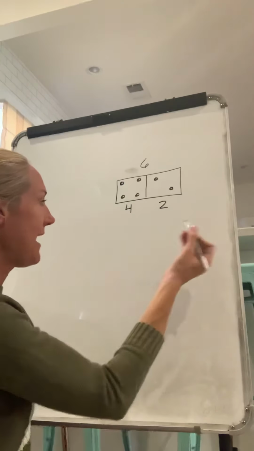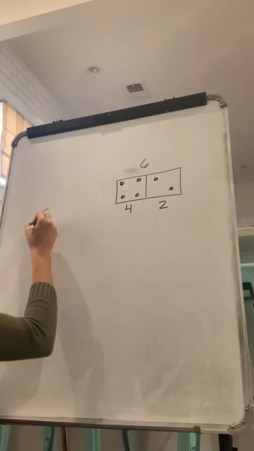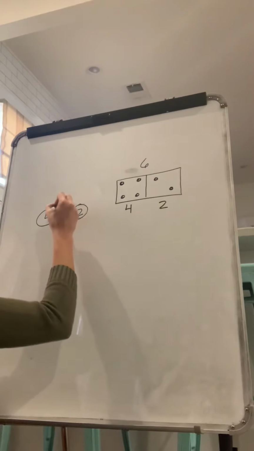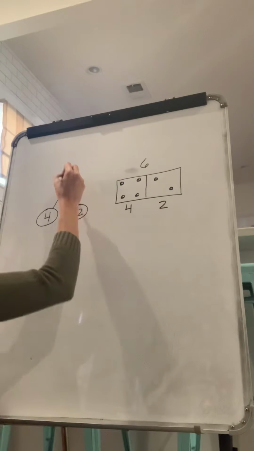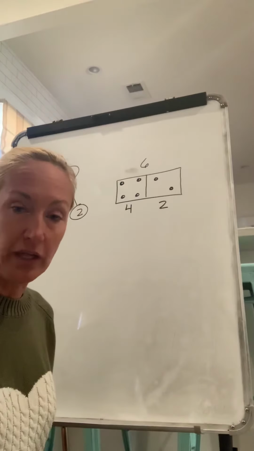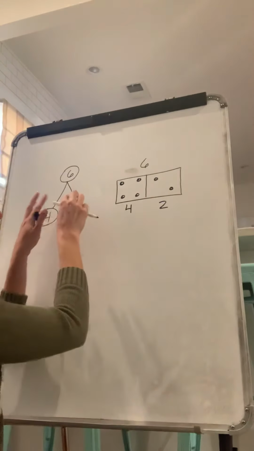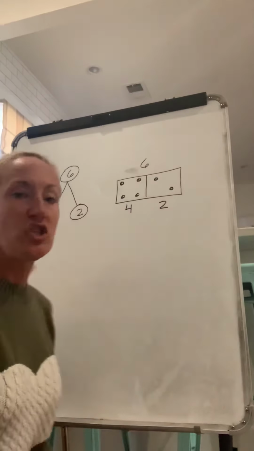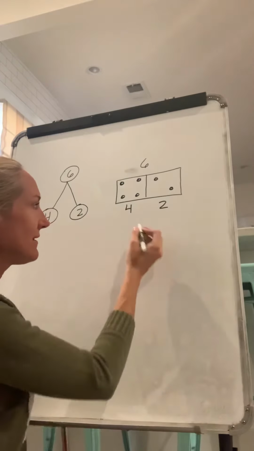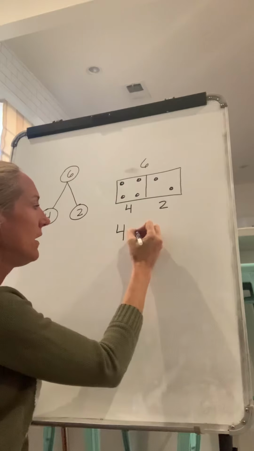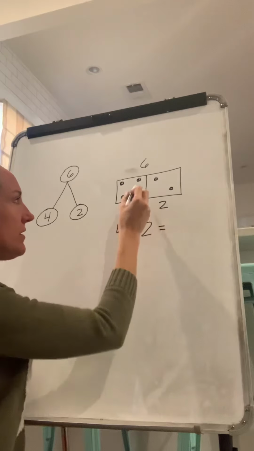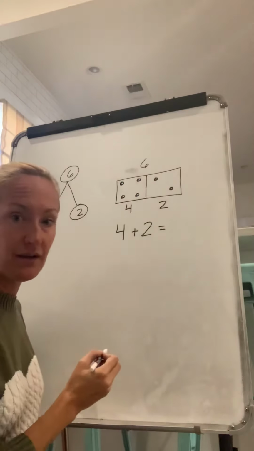This is just like we had when we had our two parts, four and two, and they went together to make the whole of six. It's just a different way of looking at it, okay? 4 + 2 = 6. So we already know one of our addition equations. So let's write that down. 4 + 2 = what? What was the whole thing? 6.